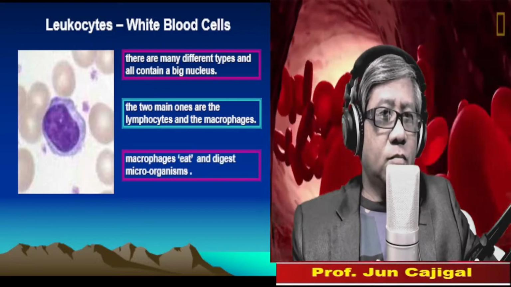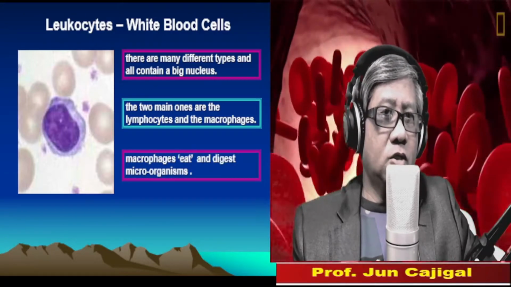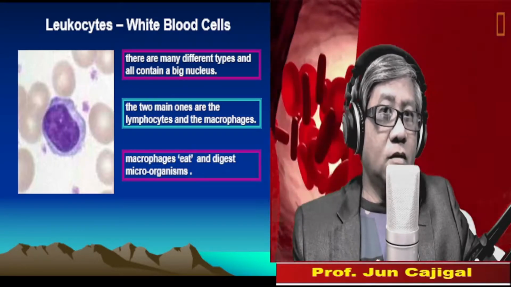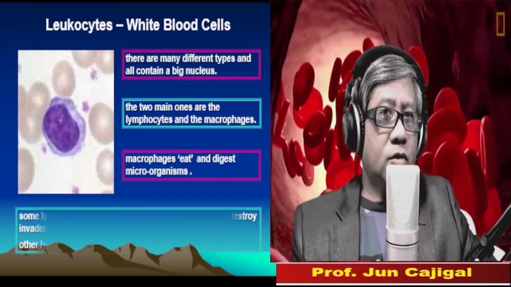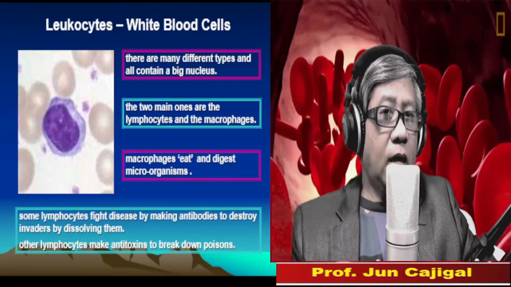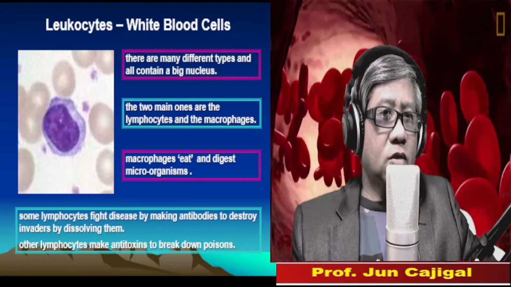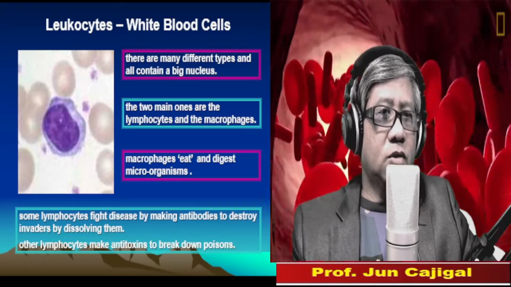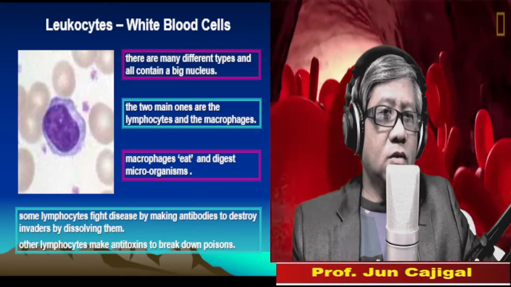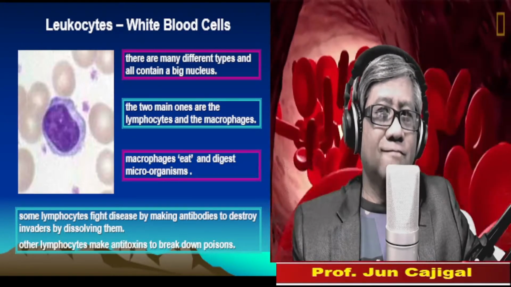The macrophages basically eat and digest any microorganisms that might have invaded the blood. And lymphocytes, on the other hand, fight disease by making antibodies to destroy invaders by dissolving them. Other lymphocytes make antitoxins to break down poisons.